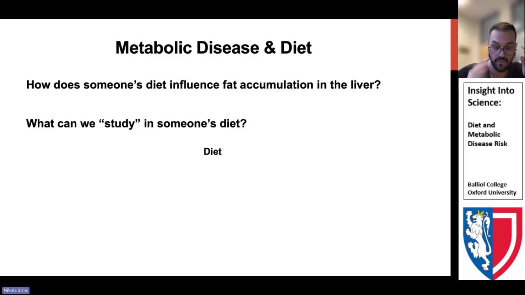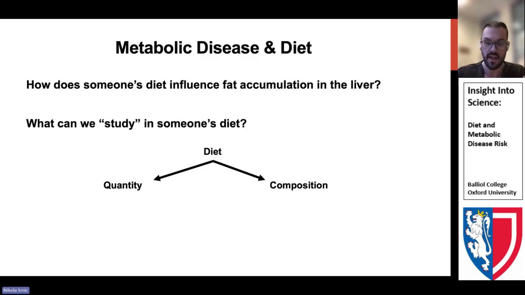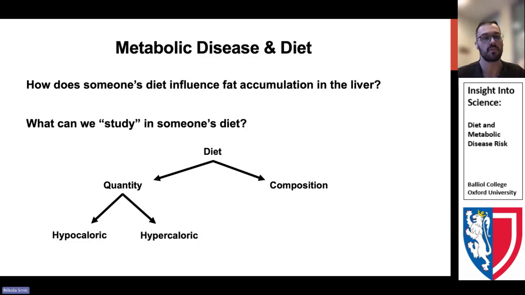Exactly. So you guys are getting exactly what I wanted you to get, which is we can start looking at essentially how much they're eating or what they are eating. So quantity, when we start breaking this down, is going to be the number of calories someone consumes. And we can either look at studies where the intervention is hypocaloric. So these are studies where participants have consumed less calories than what they need metabolically, or hypercaloric studies, which are ones where they've consumed more calories than they need.